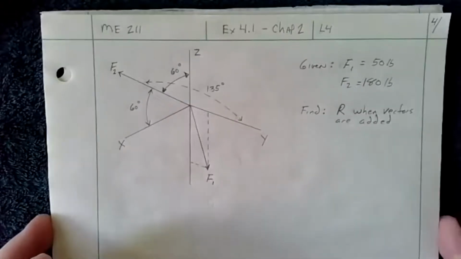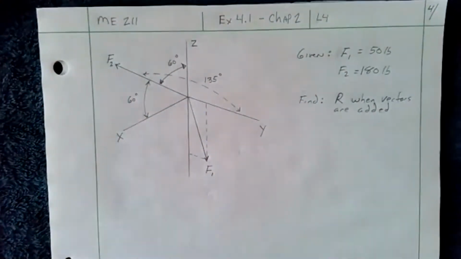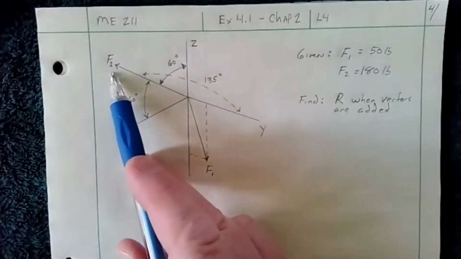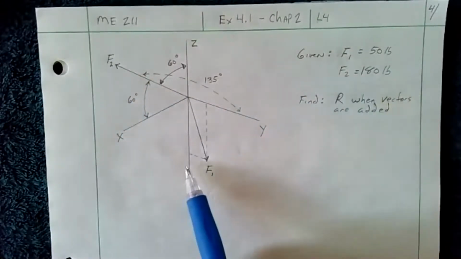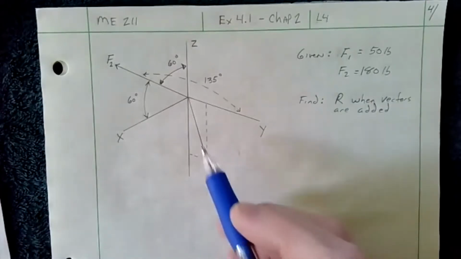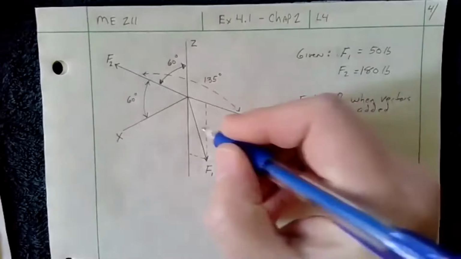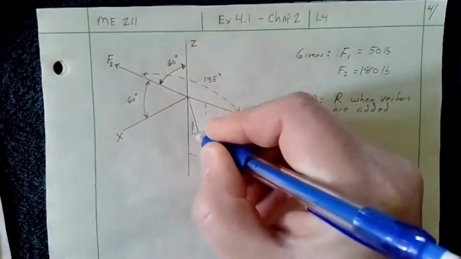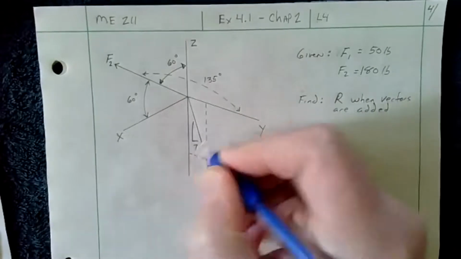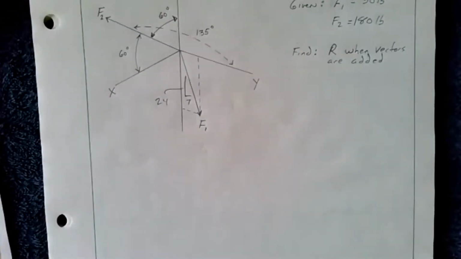Okay, so hopefully you've taken the time to look at this problem. Here I've drawn it out. I have my F2 over here, which I've defined as 180, and F1 as 50. I know that this is a 7, 24, 25 triangle, so let me make sure I've written that in there. It looks something like that, where that's 7 and that's 24.